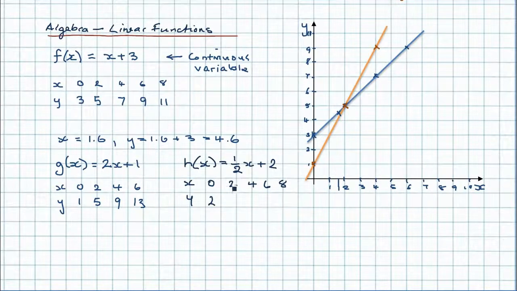Now, if x equals 2, 2 times a half will give us 1, plus 2 gives us 3. Now 4 times a half will give us 2, plus 2 gives us 4. 6 times a half, half of 6 is 3, plus 2 gives us 8. Now, let's try that again, sorry about that mistake. Half of 6 is 3, plus 2 gives us 5.